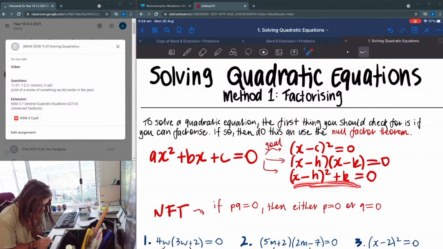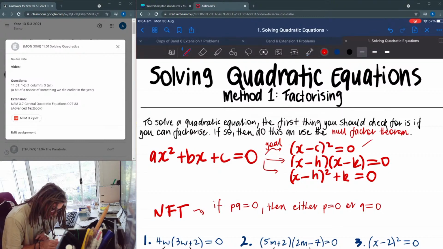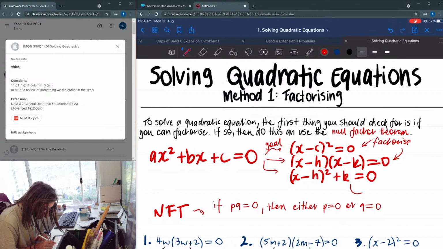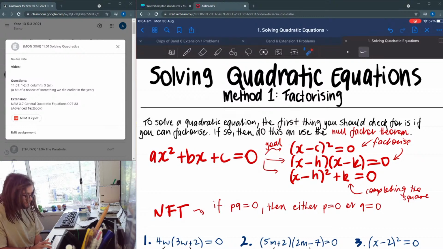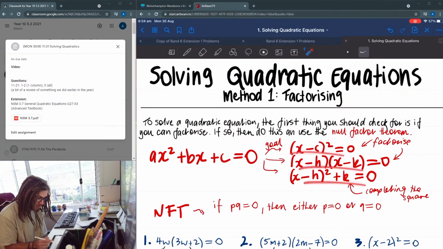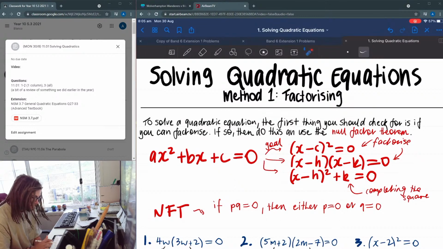Now, this one factorize, this one factorize. Now, how we make it look like this is actually using completing the square. And we're going to do that again next lesson. But again, that's something we have done. So pretty much everything we're doing this week is revision, but we're giving it a bit of context. So we're trying to make it look like each of these two by factorizing, this one by completing the square.